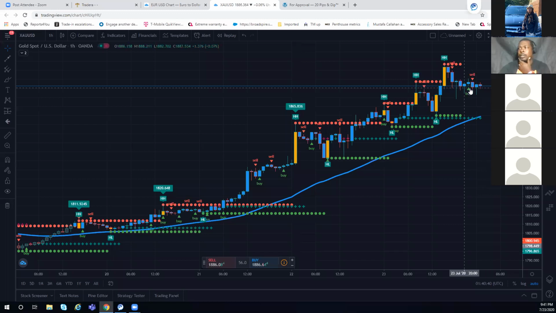Usually what I would do, because the last buy signal was like 4 hours ago, usually I wouldn't wait that long if I'm using this indicator. But based on the trend that we're seeing, and then with the news, as India shared early in the chat, that these stimulus checks are coming out anytime.